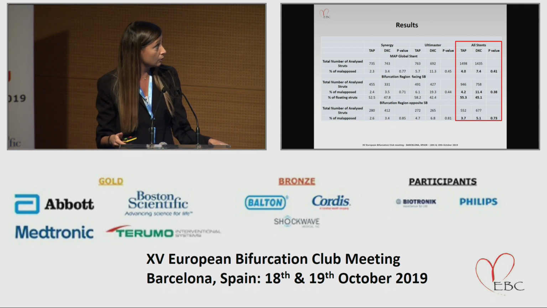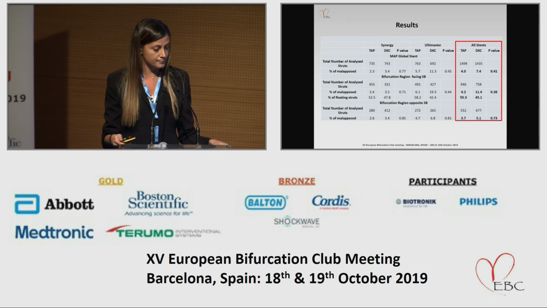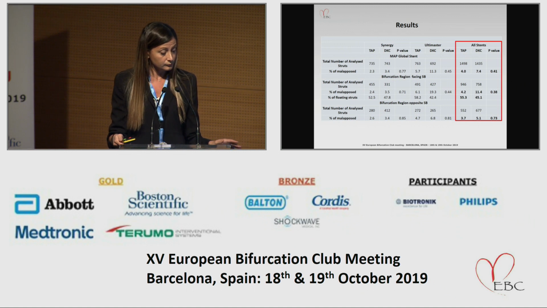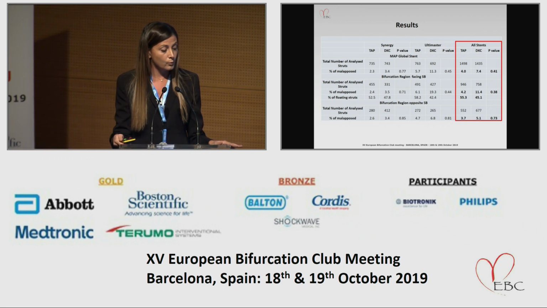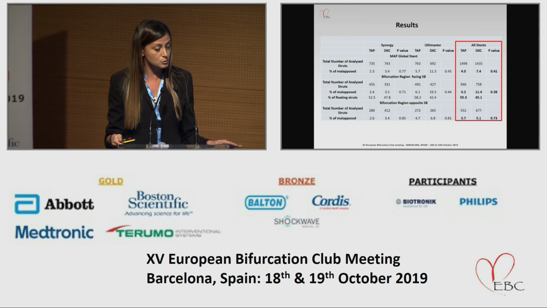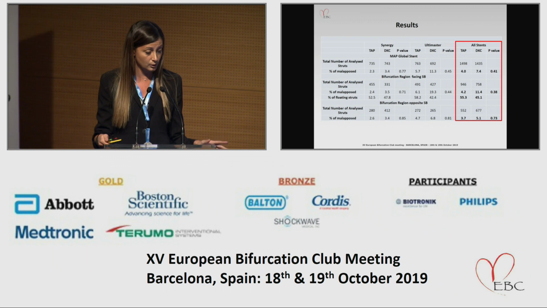And here are shown our results. So for all the analyzed struts, the total number and the percentage of malapposed and floating struts did not differ between the two techniques when we compared the results for each platform, but also when we combine the results for all the stents.